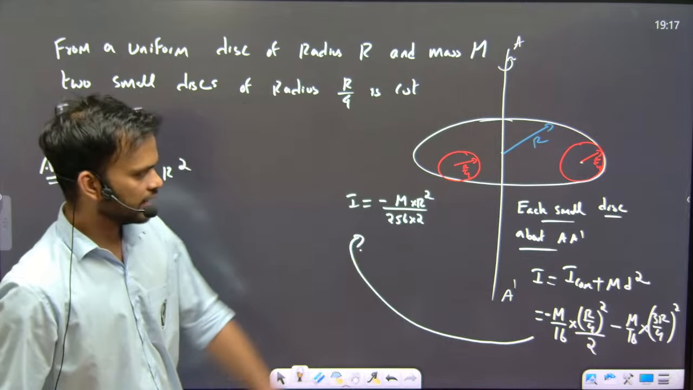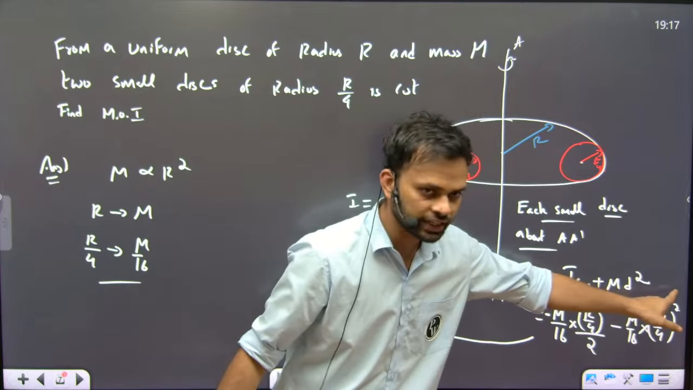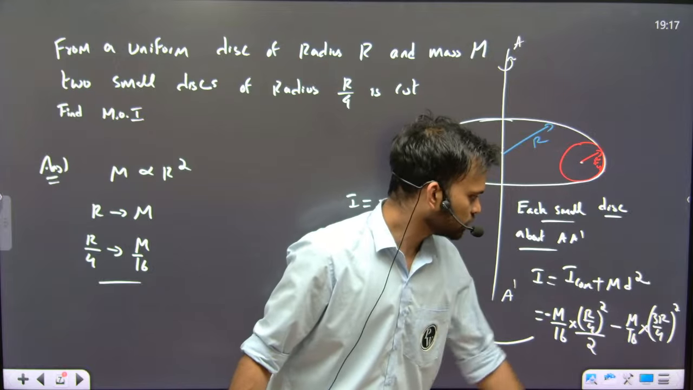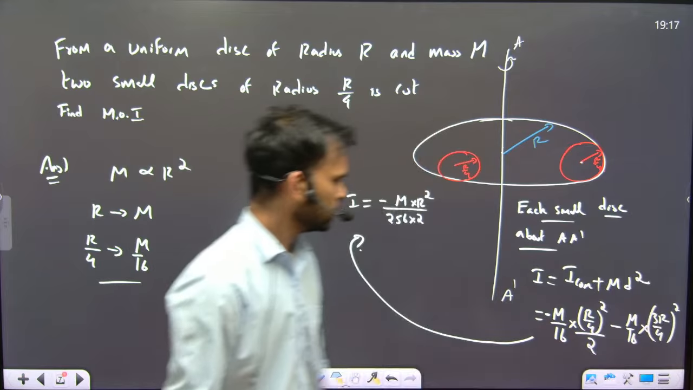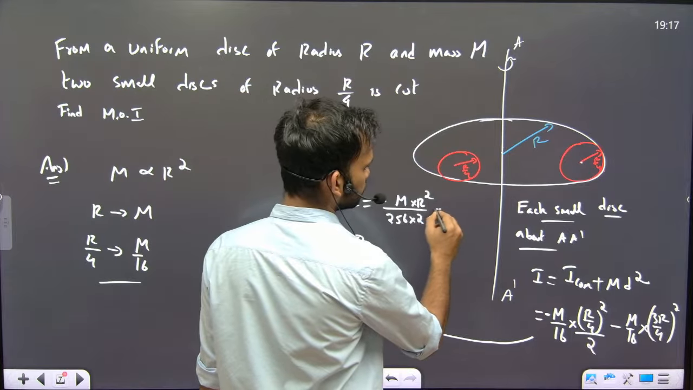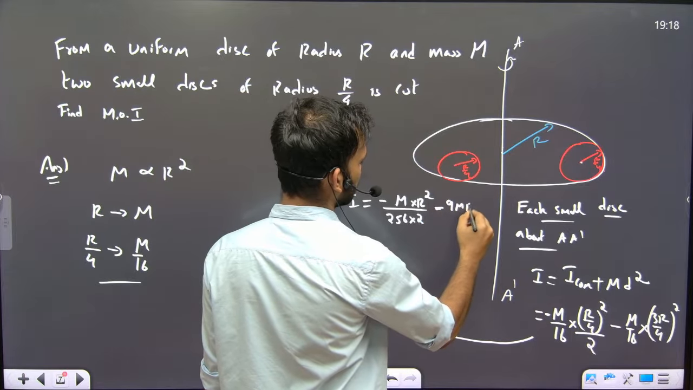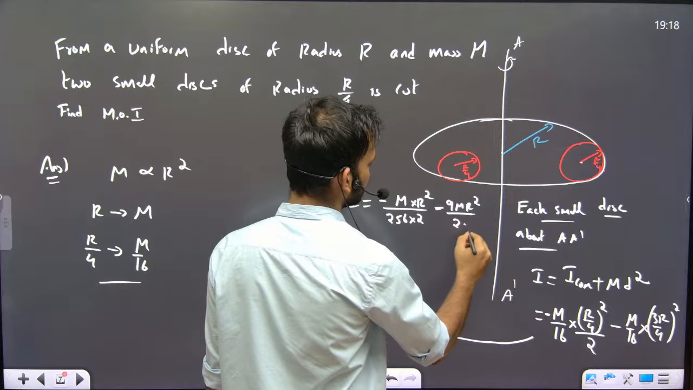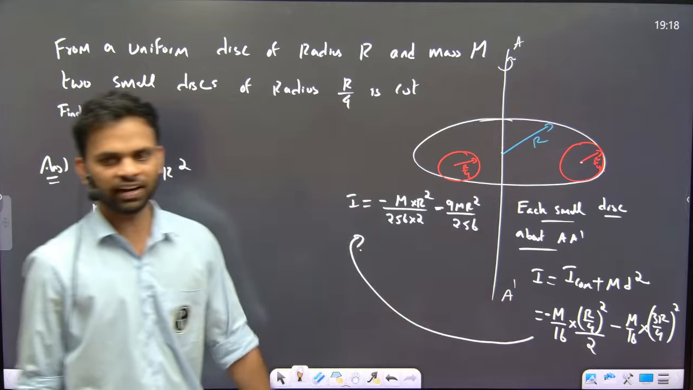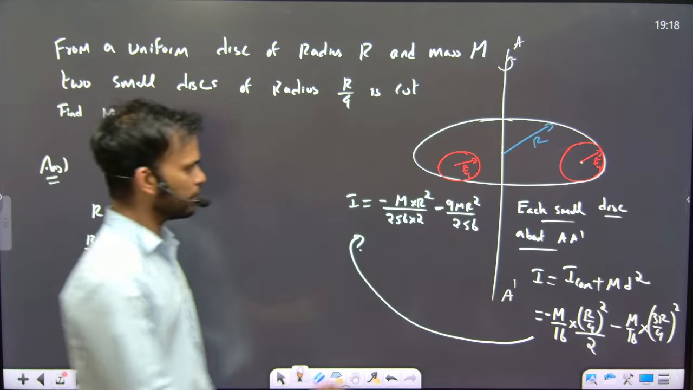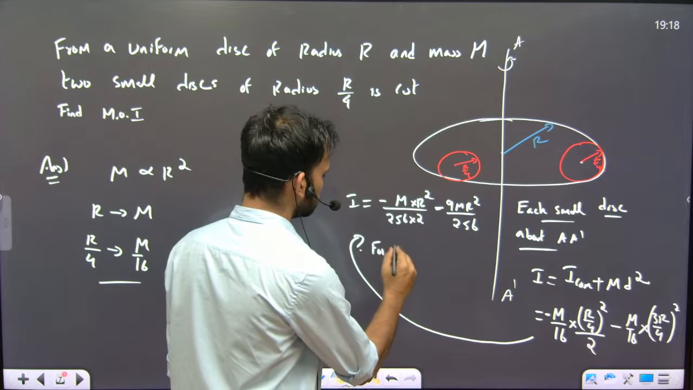Next, 3 square is 9, 4 square is 16. So 16 becomes 256, so this becomes minus 9 mr square by 256. That's for each disk. There are two disks, so multiply by 2 for both disks.